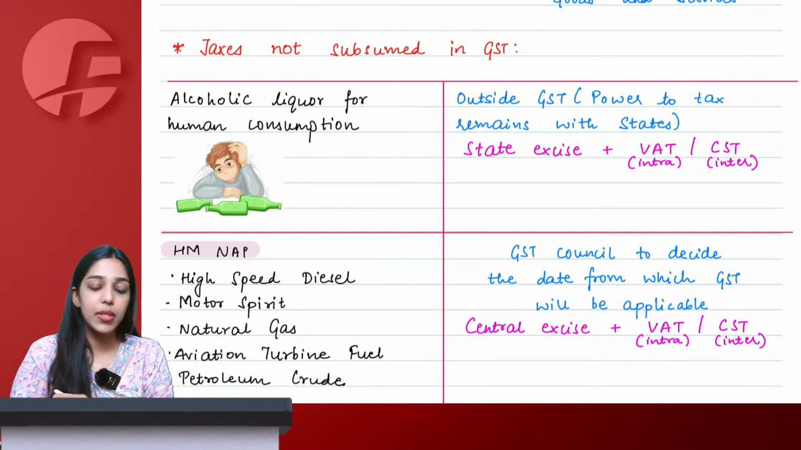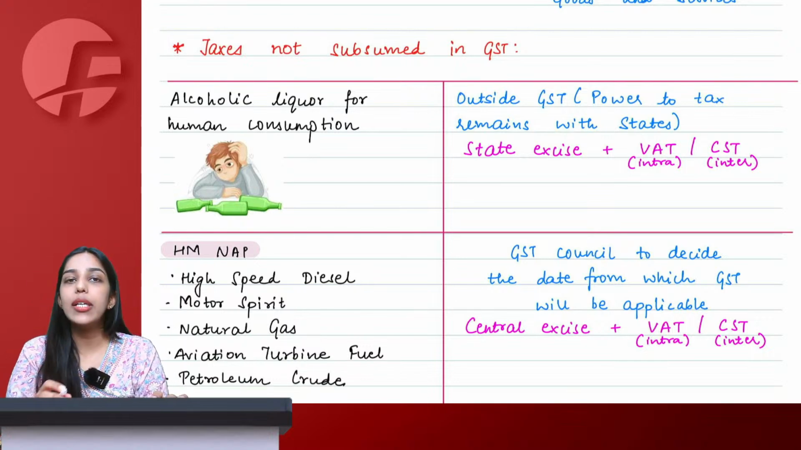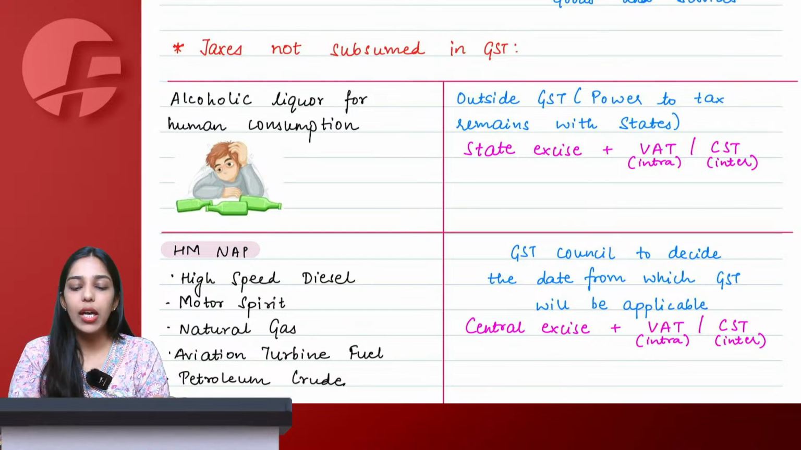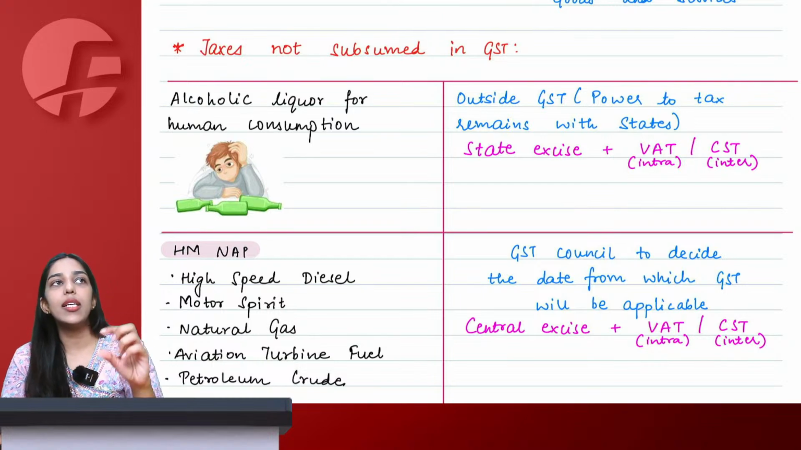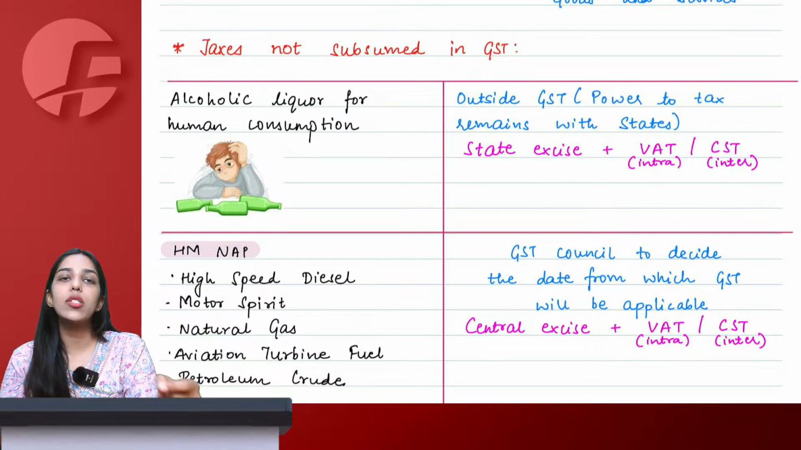So the first item is alcoholic liquor for human consumption. Now, only alcoholic liquor? No. Particularly, they have said alcoholic liquor for human consumption. So understand, let's say I have a factory where I manufacture sanitizer. Alcohol is also used in the manufacturing of sanitizer. That is industrial alcohol. GST would be levied on it.